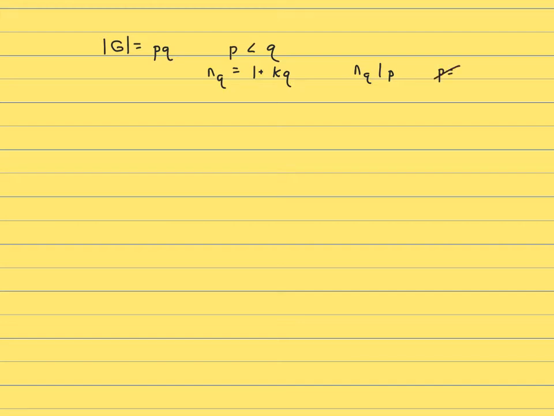And so given that q is bigger than p, well, as soon as k is 1, 1 plus kq is too big. So we see it must be the case that k is 0. So n_q is 1. So we see in general that the number of Sylow q subgroups is 1. And so if you let Q be a Sylow q subgroup, then it's actually the case that Q is normal in G. And of course Q is cyclic.